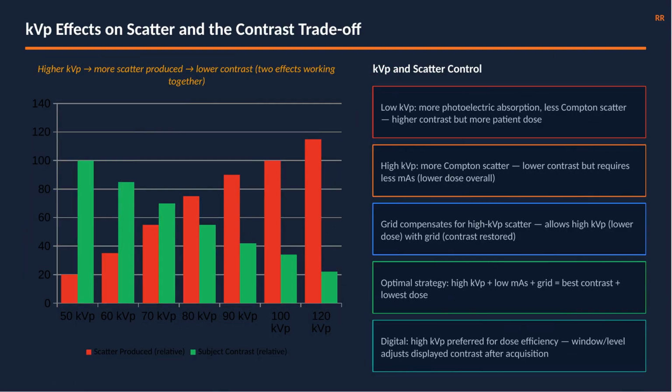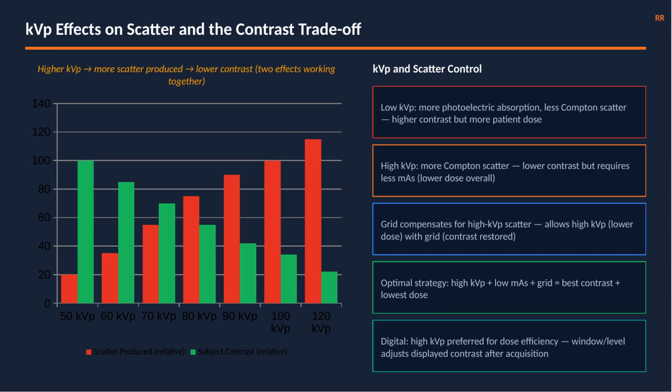This dual bar chart shows two lines running in opposite directions as kVp rises from 50 to 120. Scatter production, the red bars, rises. Subject contrast, the green bars, falls. Both effects happen simultaneously. This is the fundamental kVp trade-off in radiography.